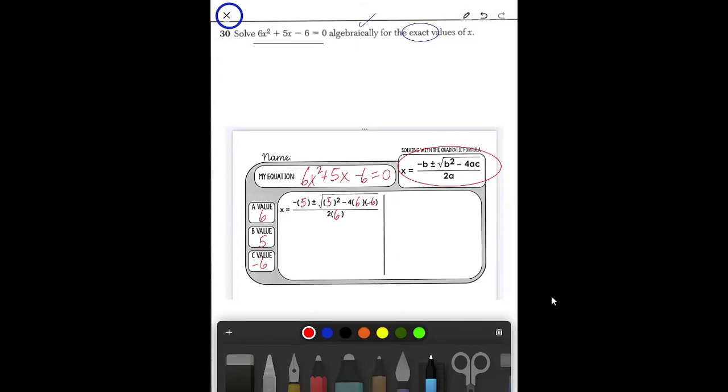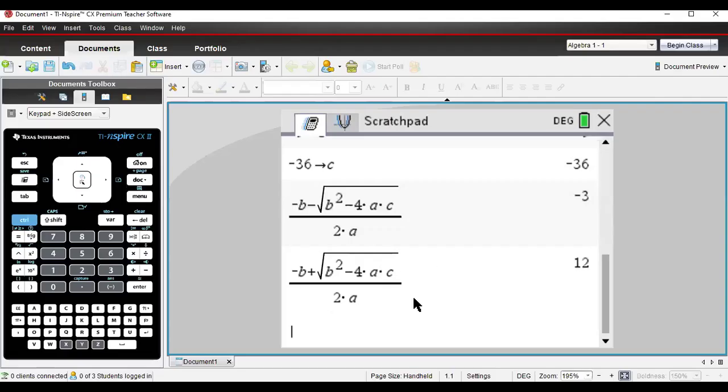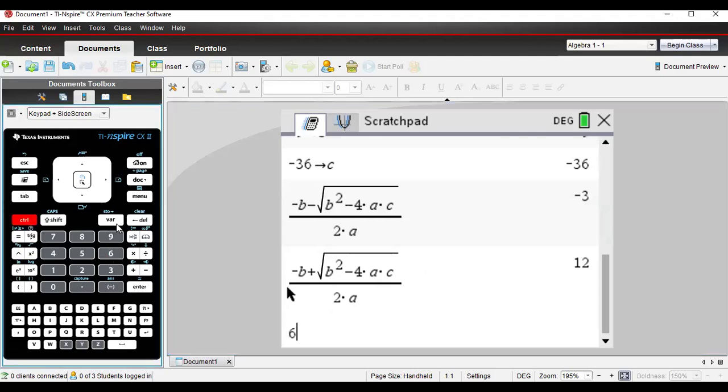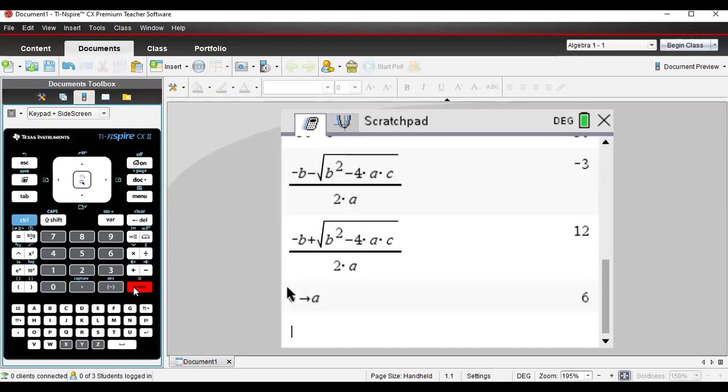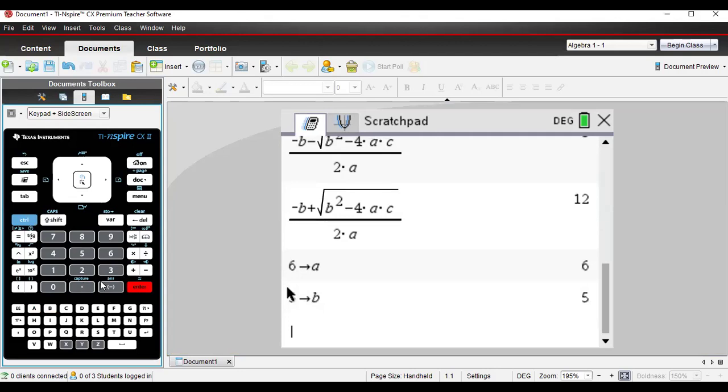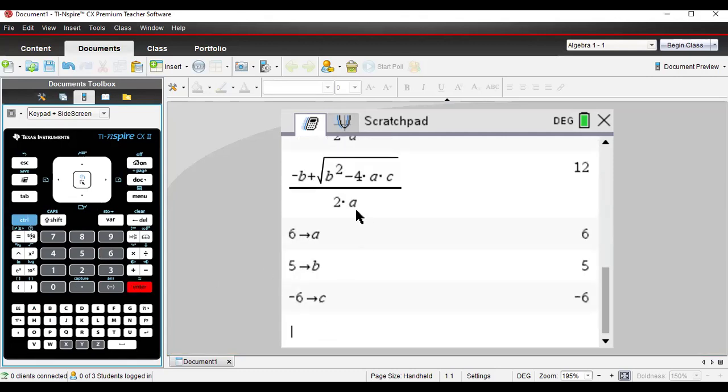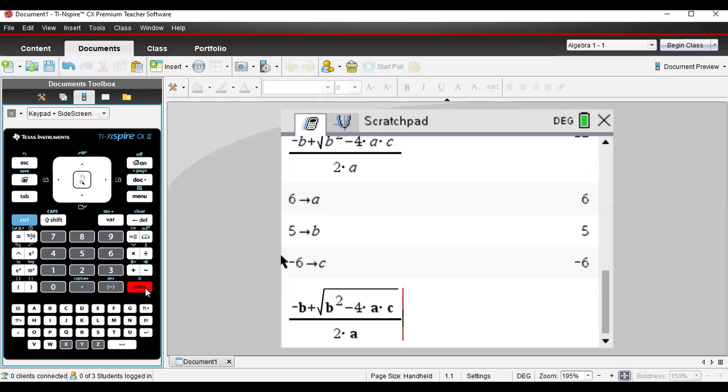So I'm going to grab the calculator. This was from a previous problem. I'm just going to change the A, B, and C. The A term in this question is 6, so I'm going to put in 6 there. The B term is 5, so I'm going to store 5 into B. And the C term is a negative 6, so I'm going to store a negative 6 into C, press enter. Now that I've got all of these numbers stored, I can just go up and copy the quadratic formula, and then I'm going to press enter.